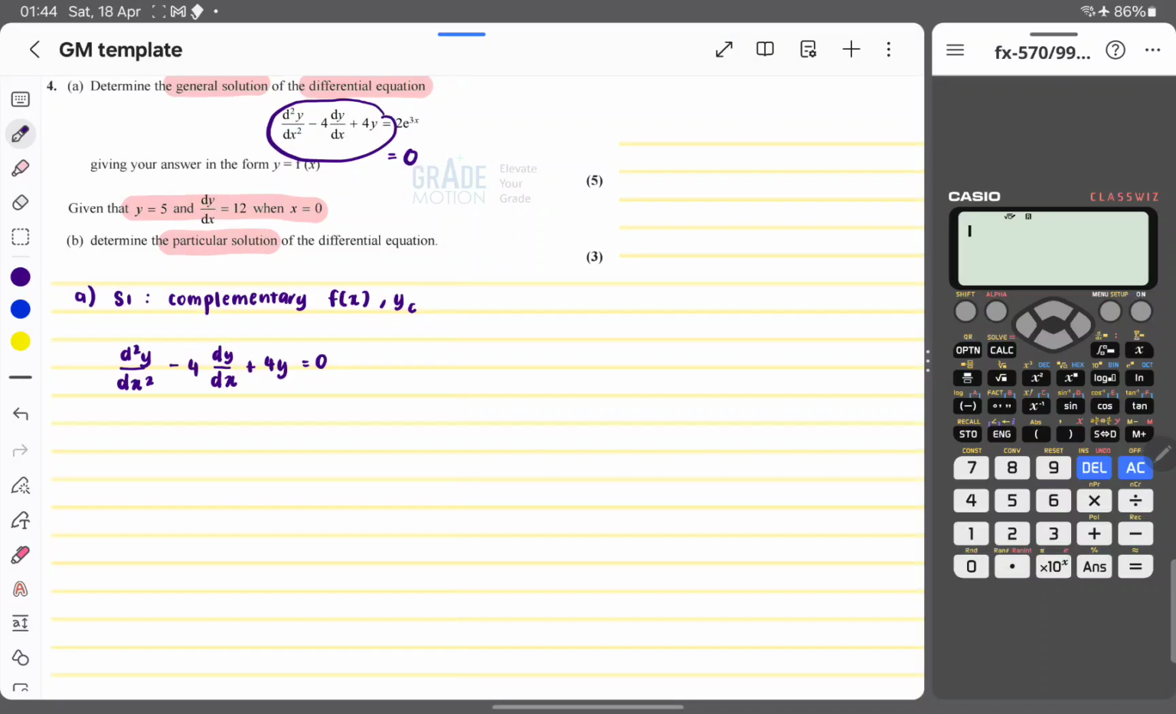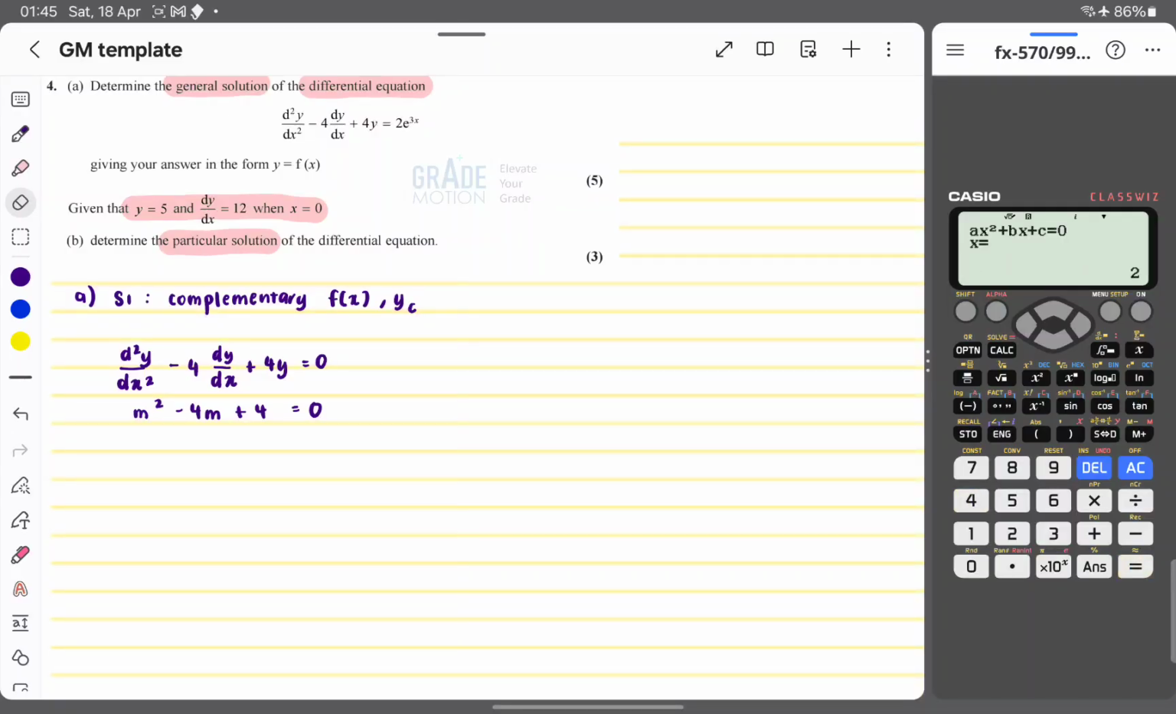From here, we will get our auxiliary equation, which is m² minus 4m plus 4. How do I get this? I just take the coefficient of each of these. Okay, now we're going to use our calculator to find the value of m. Polynomial degree 2, coefficients 1, negative 4, positive 4.